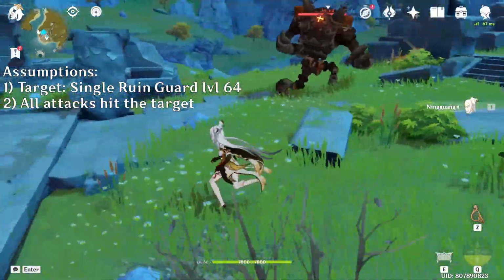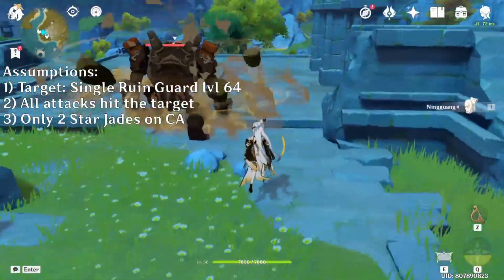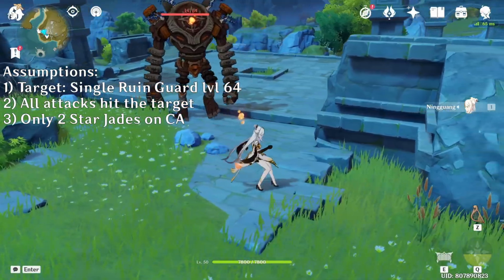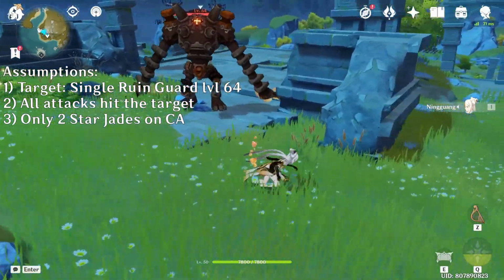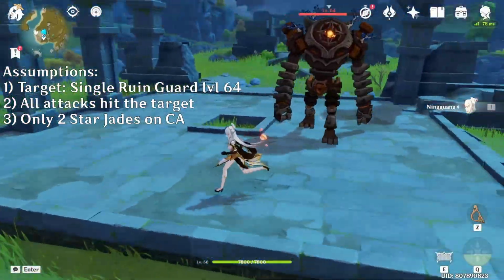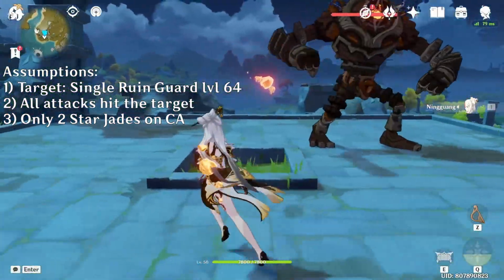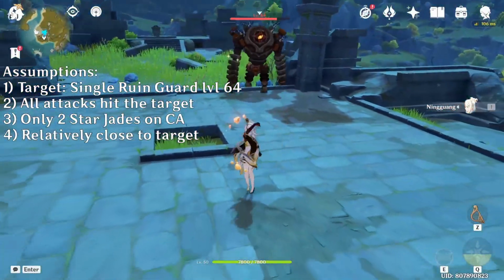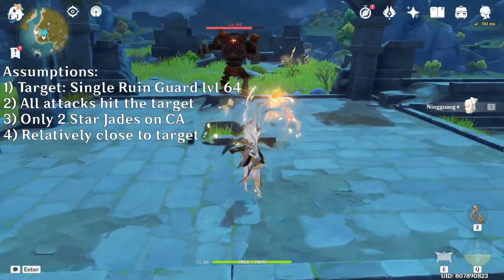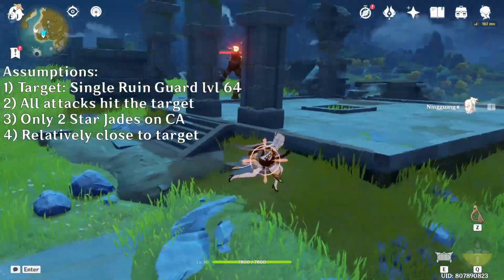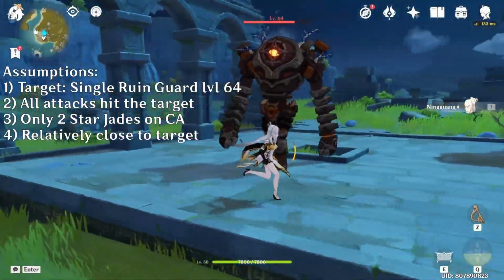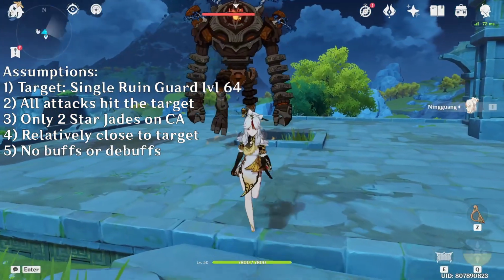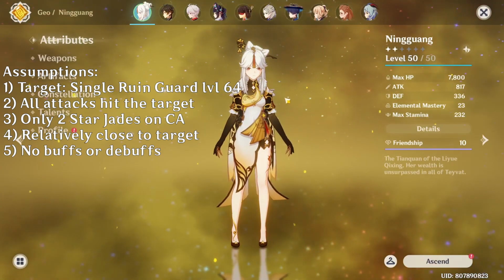You also might notice, Ningguang produces 2 Star Jades on her back. If you can see here, on her back, she has 2 of these Star Jades. I'm going to assume that every single time, that is what she makes. I have seen her make 3 at times, but to make things simple, we're only going to assume it's 2. So we're basically going to assume that we're relatively close to the enemy, at least close enough to where everything can lock onto the enemy. We're also going to assume that Ningguang's stats never change, or the Ruin Guard's stats never change.